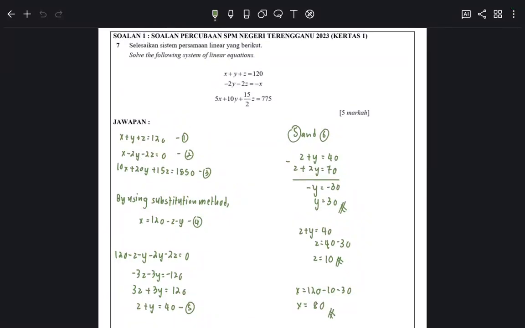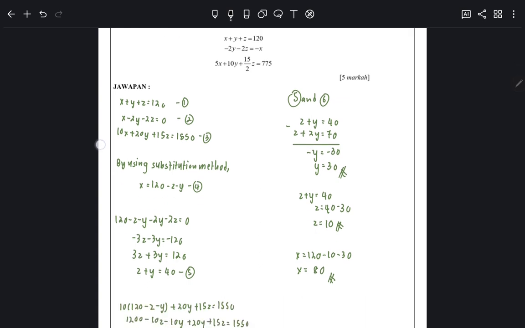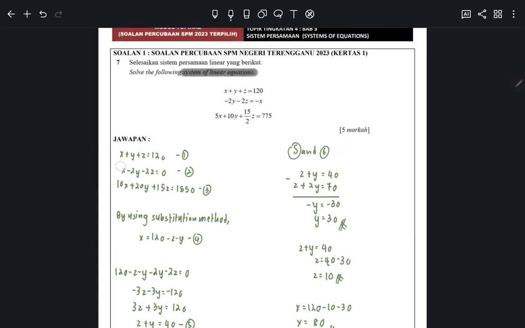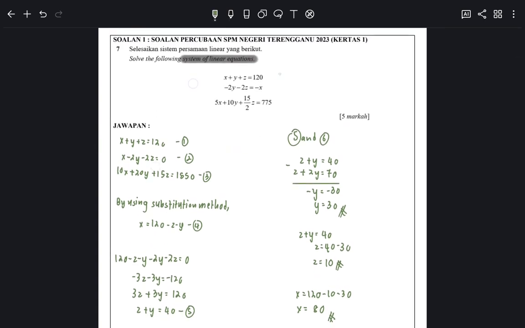Okay, question 1. Solve the following system of linear equations. This question is from Terengganu and it consists of 5 marks. The suggested method is substitution, the one that I love to use. But it doesn't mean you can't use elimination. You can, but you should be good at using elimination, or else you'll simply lose the 5 marks.